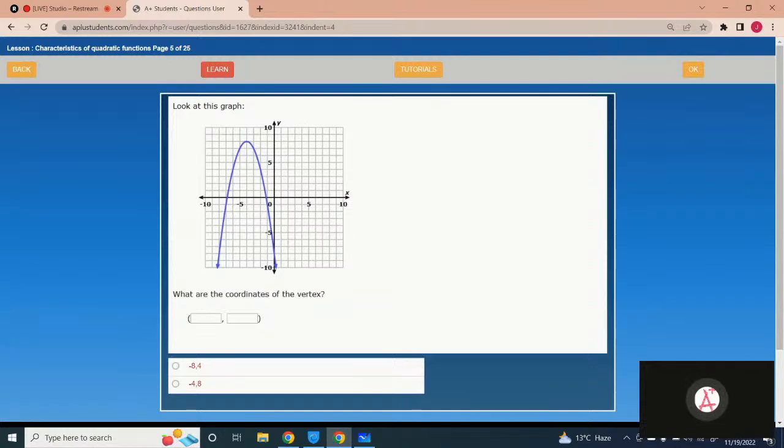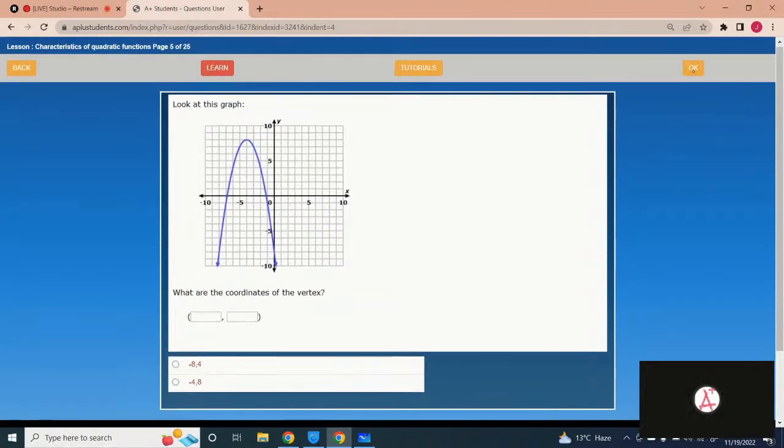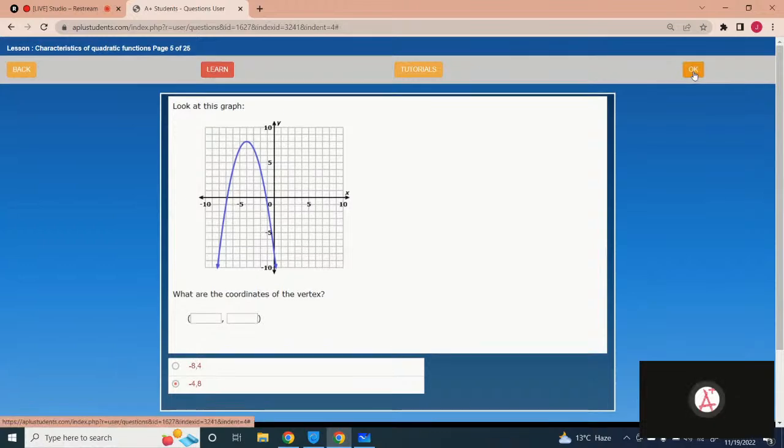Okay, look at this graph. What are the coordinates of the vertex? This is the vertex, and the points are 8 on the y-axis, and on the x-axis it would be -4. It is -4 and 8. The second option is the correct one. Yes, very good. Just select the correct option and click on the OK button.